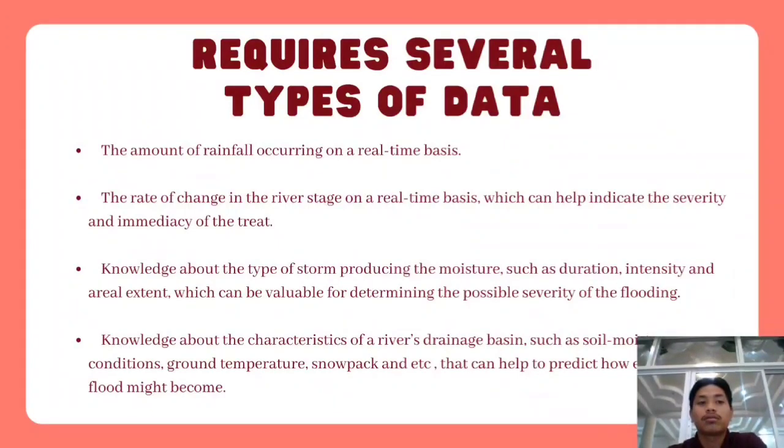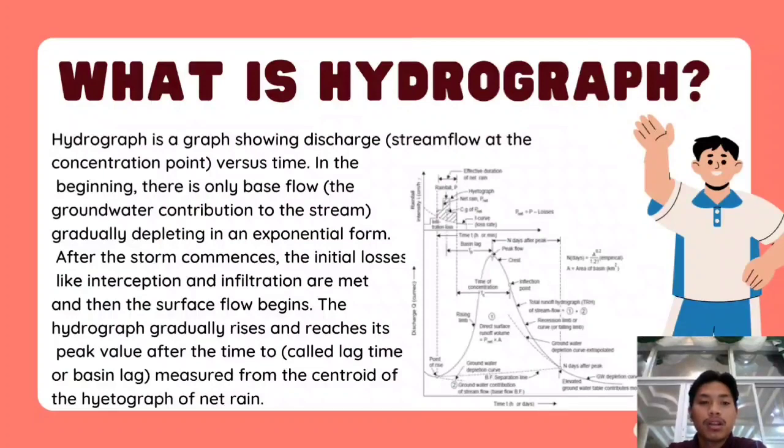So what is hydrograph? Hydrograph is a graph showing discharge stream flow at the concentration point versus time. In the beginning, there is only base flow, the groundwater contribution to the stream, gradually depleting in exponential form. After the storm commences, the initial losses like interception and infiltration are met, and then the surface flow begins. The hydrograph gradually rises and reaches its peak value after the time called lag time or basin lag, measured from the centroid of the hydrograph of net rain.